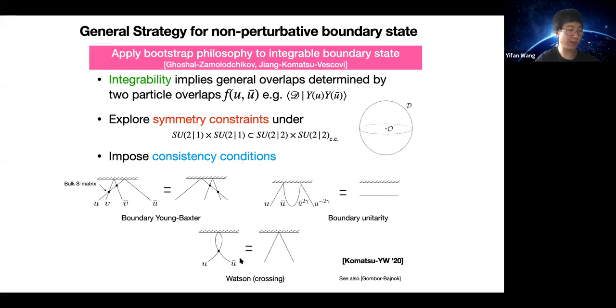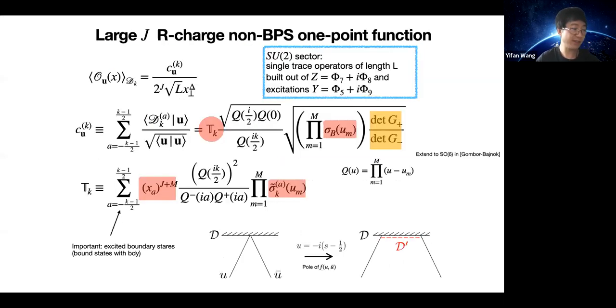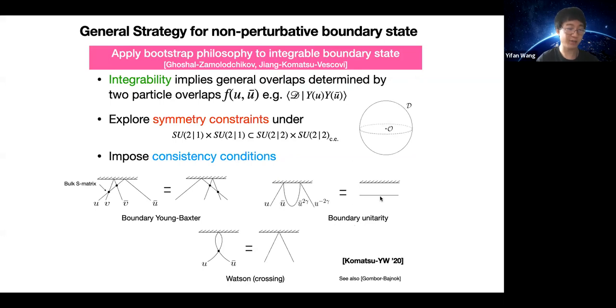And there's also the Watson equation, which says that whenever two particles cross, you have to pay a price by S matrix, okay? I emphasize that these are axioms of the integrable field theory, and they will get modified if you consider non-integrable scattering processes. And you can solve these constraints, and by that you solve the bootstrap problem.